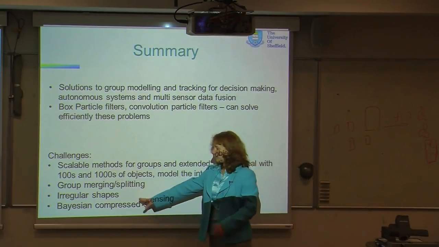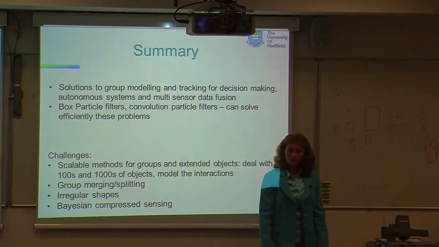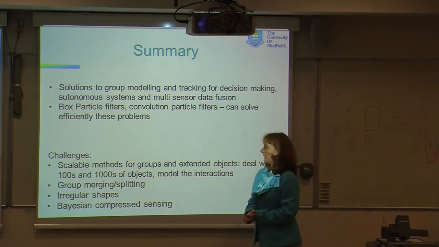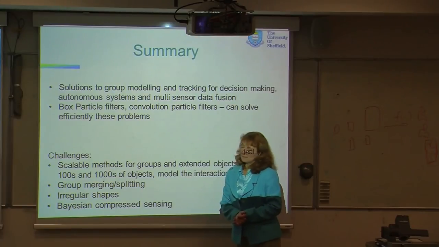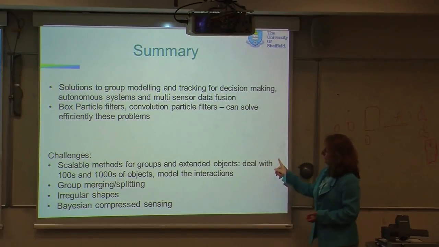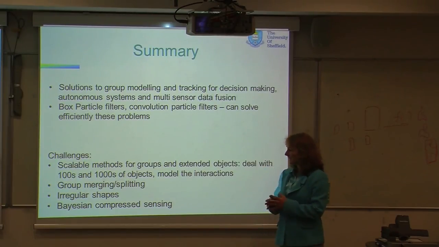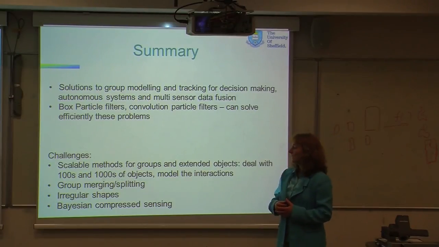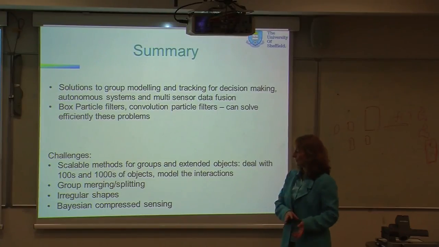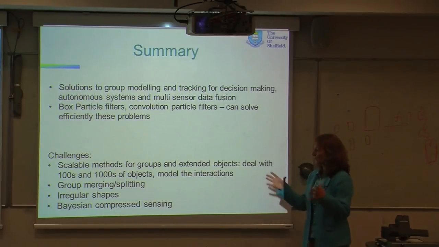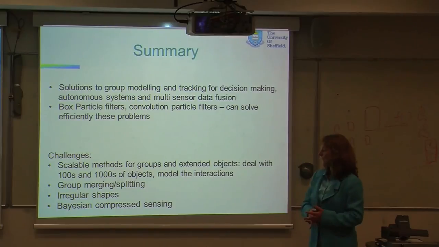We would like to do more on irregular shapes, like star shapes or something like that. Groups merging and splitting, we have results, although I didn't show them. Still, there is more to be done on high-dimensionality problems where we want to estimate the states of hundreds or thousands of vectors. At the moment, we reduce the complex problem into a low-dimensional one, whereas it's still unresolved if we have thousands of states.